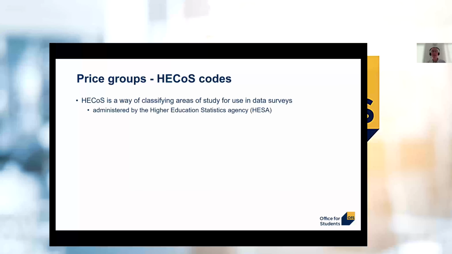Sorry, I should say that HECOS codes are administered by the Higher Education Statistics Agency, HESA, which is now part of JISC. The web address here is actually a bit of a cheat, because if you use it, it redirects to a much longer URL. It's hesa.ac.uk/support/documentation/HECOS.